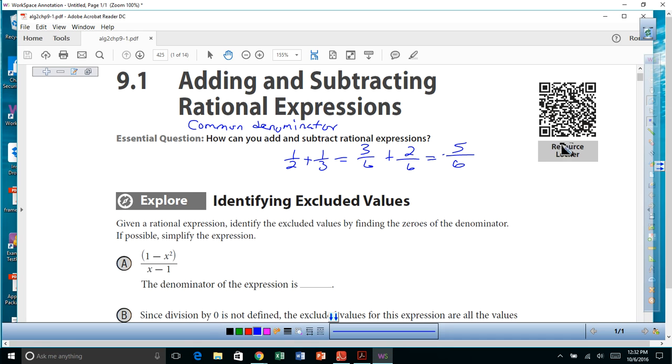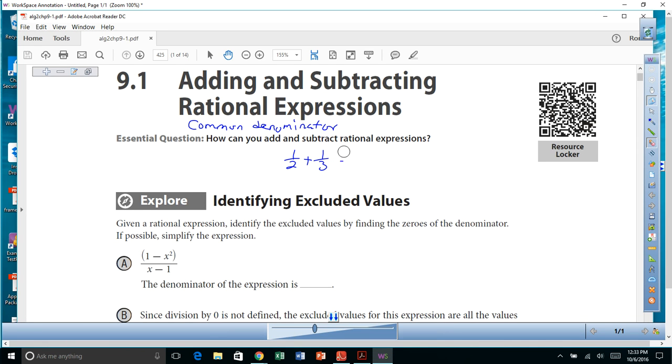And so to do it, you have to have a common denominator. Same thing with rational expressions. You have to have a common denominator. So the process is very similar. You convert to like denominators.